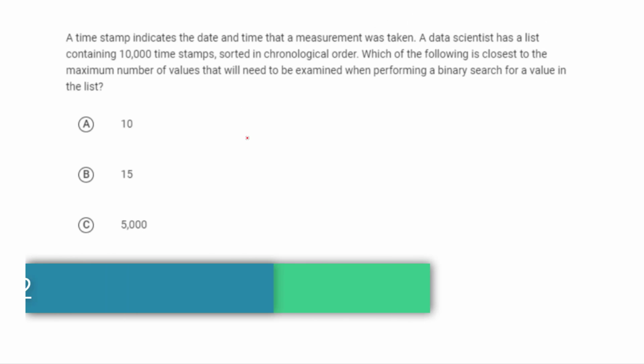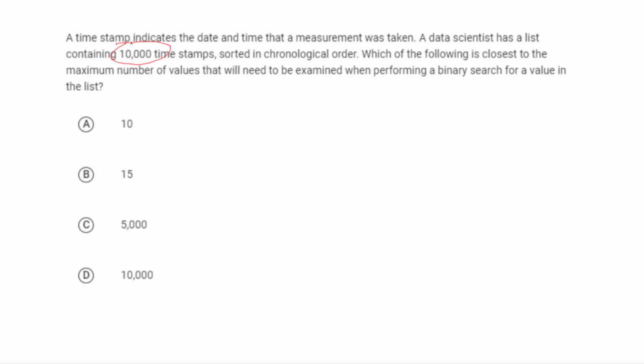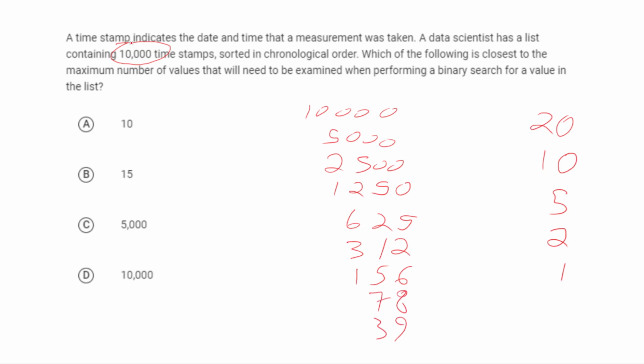So here's another one of these. This time instead of 200, it has 10,000. So let's do it again with 10,000. So here we start with 10,000, divide that by 2, we get 5,000. So let's count how many this is. We have 1, 2, 3, 4, 5, 6, 7, 8, 9, 10, 11, 12, 13 operations.